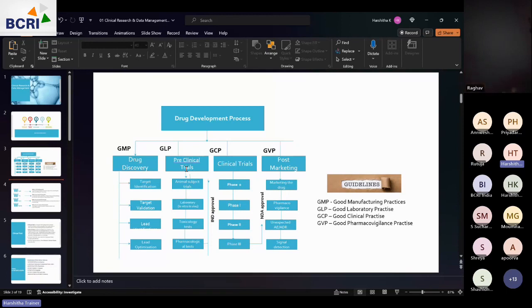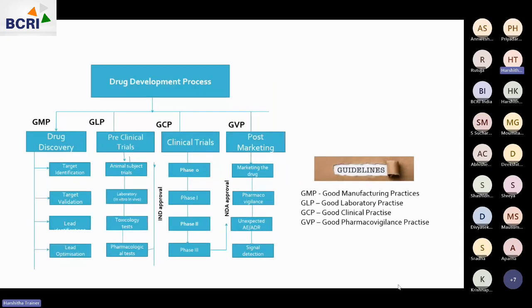So drug discovery, as per our discussion, is where we find out the molecule. So you will have good manufacturing practice. Any drug discovery company has to follow good manufacturing practices, because you're manufacturing a drug, right? And preclinical studies should have good laboratory practices because they are conducting clinical trials on animals. It's an animal clinical trial, so they should follow good laboratory practice.